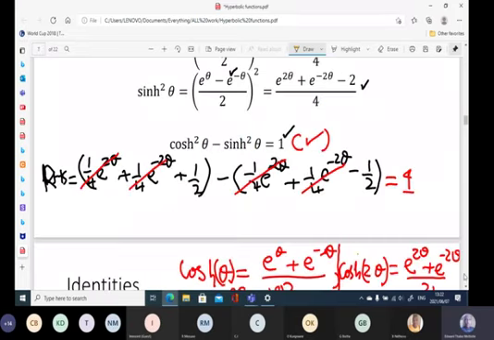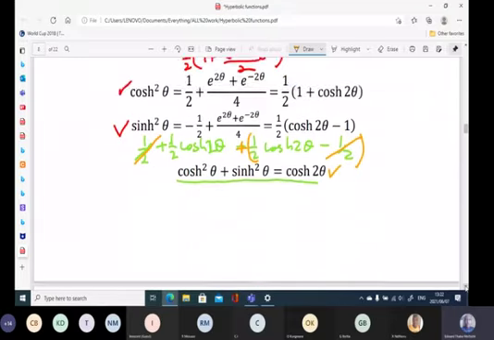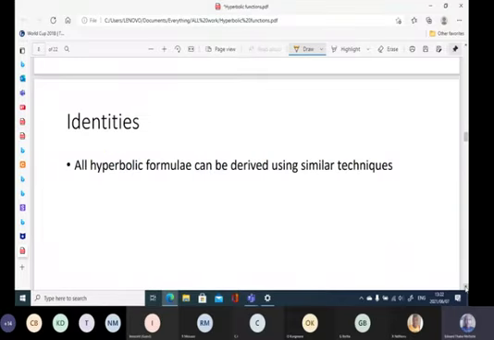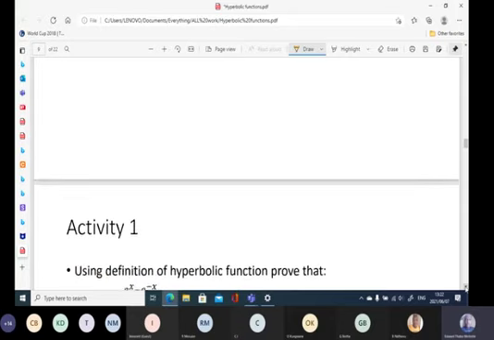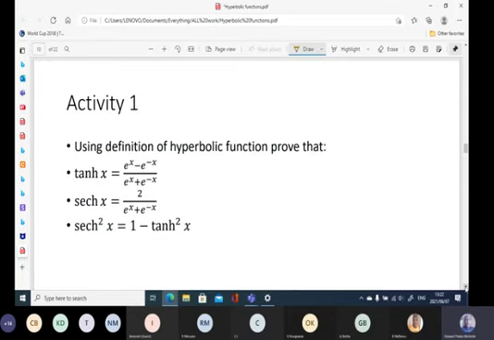Okay, so I'll erase those things later on. Now, on the next page, they say all hyperbolic formulae can be derived using a similar technique. There's also a shorthand way of showing and remembering these identities. That's what I'm going to discuss after proving these three.